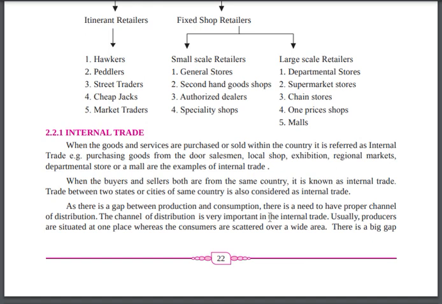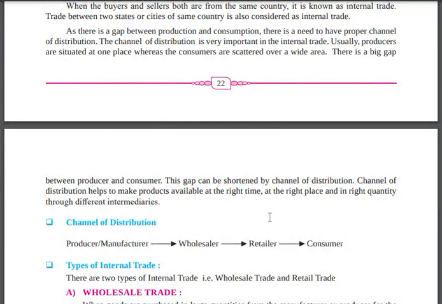Like, the factory and the customer: the factory is somewhere else, and how will that particular product reach the customer? So there is a need for some kind of distribution. Usually a producer is situated at one place whereas consumers are scattered over a wide area. For example, Mohan is in Ratnagiri and the customers are all over India. So there is a big gap between the producer, the factory people, and the customer.